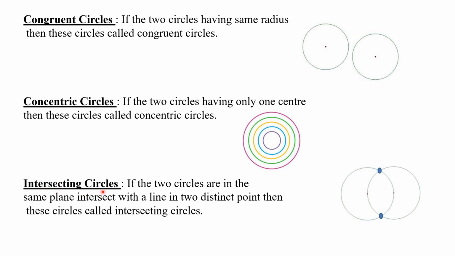Next, intersecting circles. If the two circles are in the same plane and intersect with a line in two distinct points, then the circles are called intersecting circles. See the figure. Here two circles are given and both circles intersect in 2 points. Then these circles are called intersecting circles.